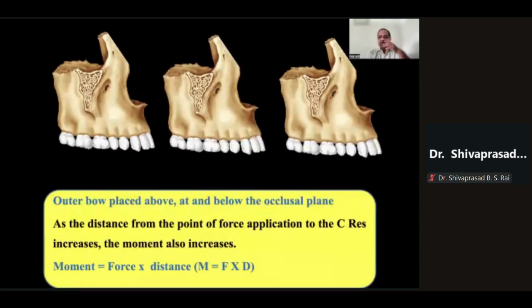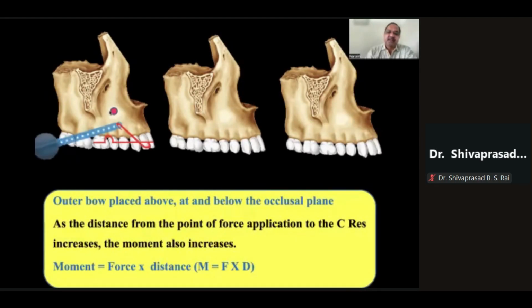So we were talking about placing the outer bow above the center of resistance, through the center of resistance, and below the center of resistance. Now, the outer bow is placed above, at, and below the occlusal plane, not the center of resistance. So in all the situations, the bow is below the center of resistance of the maxilla. So always you're going to get a clockwise movement. But what is the difference? The difference is in the moment produced.